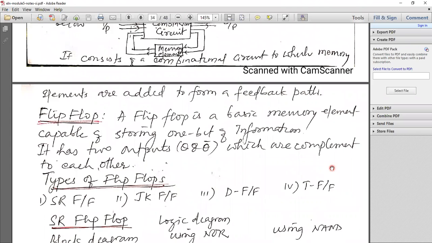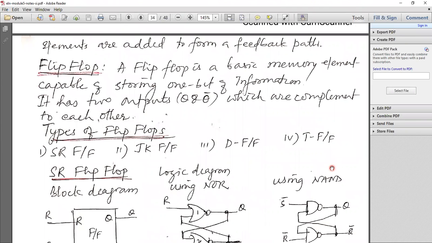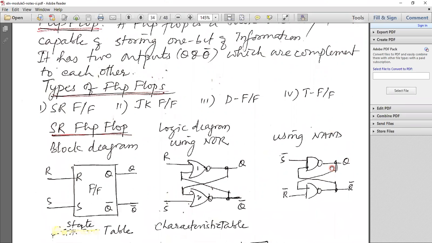So the basic memory block is the flip-flop. The types of flip-flops are SR, JK, D and T. SR flip-flop and JK flip-flop we have already seen. Master slave JK flip-flop we will learn now.